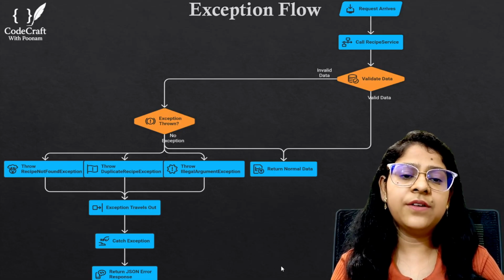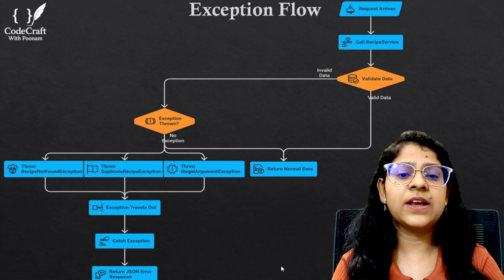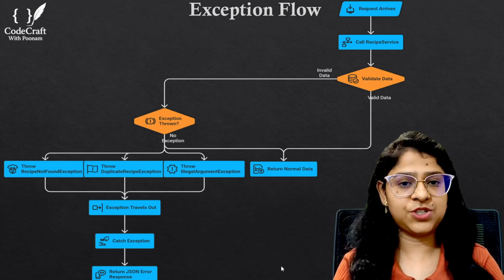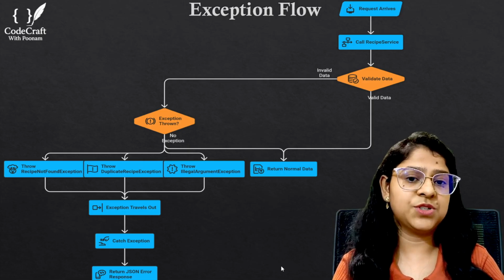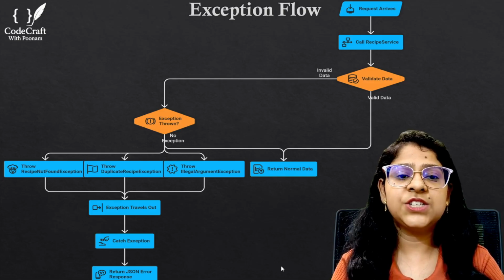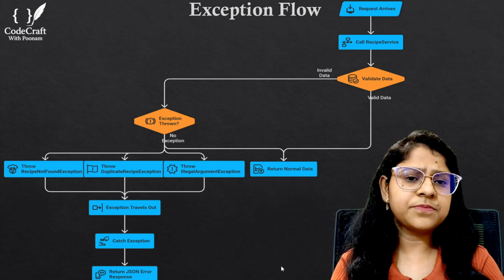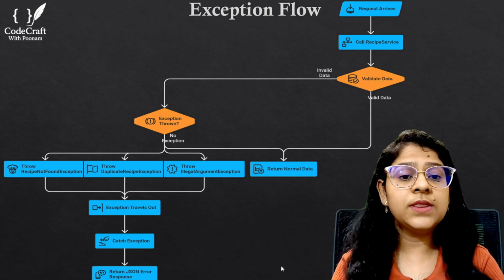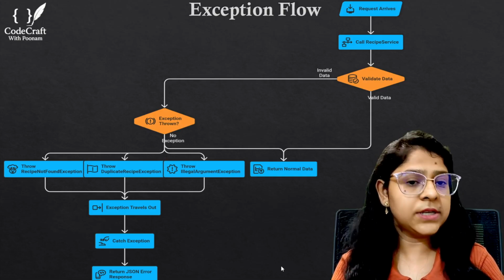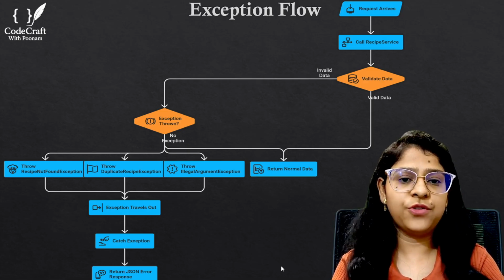We have annotated that class with @ControllerAdvice, so that file will catch this exception, which is the custom exceptions, and then a JSON error response is returned. So this recipe not found exception is thrown when the requested recipe is not in the database, and this will map to a 404 not found.